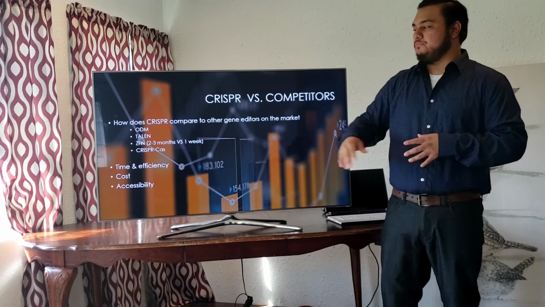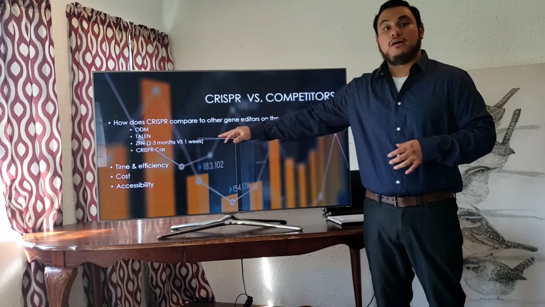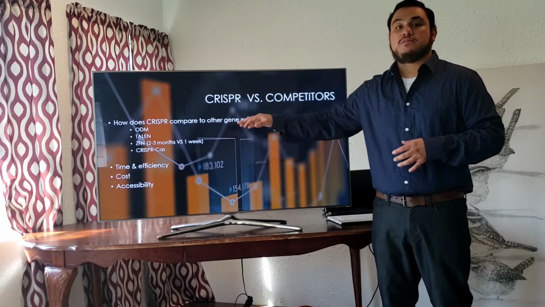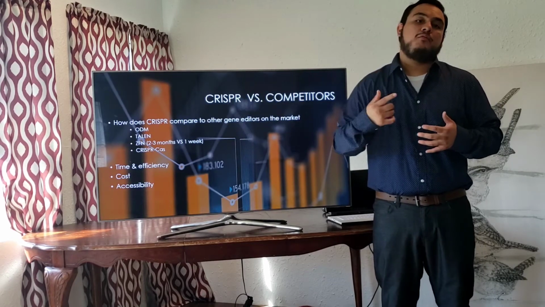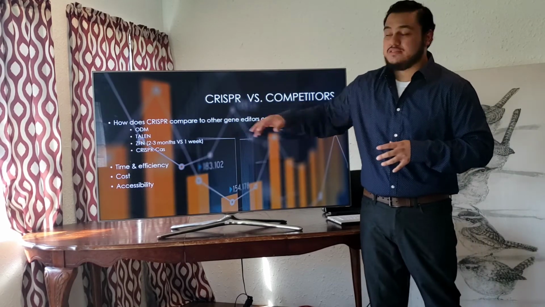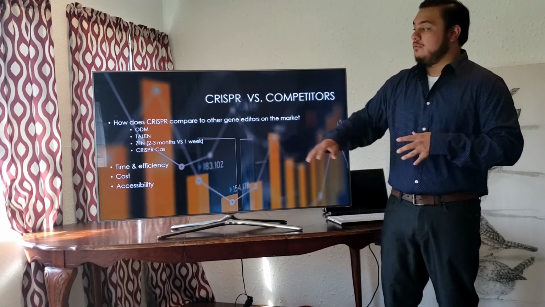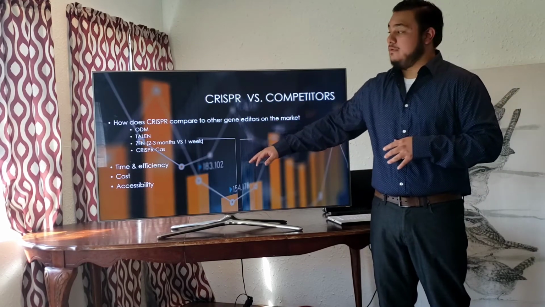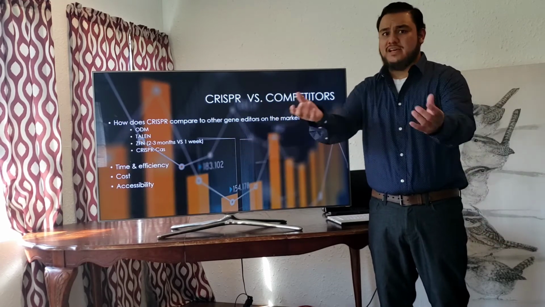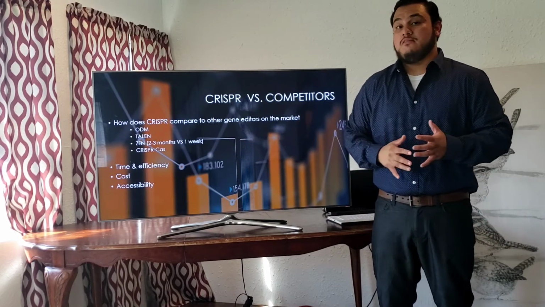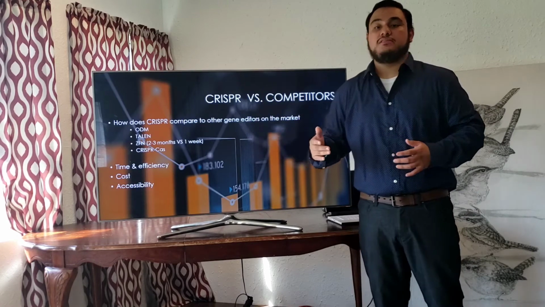Well, let me give you an example. ZFN is one of the main tools that China uses when it comes to modifying pigs. On average, it takes about 2 to 3 months to modify one pig. That's using ZFN technology. However, whenever they started using CRISPR, that time frame was compressed to 1 week. So as you can tell, the time frame is not only compressed, CRISPR is much more efficient at what it does.